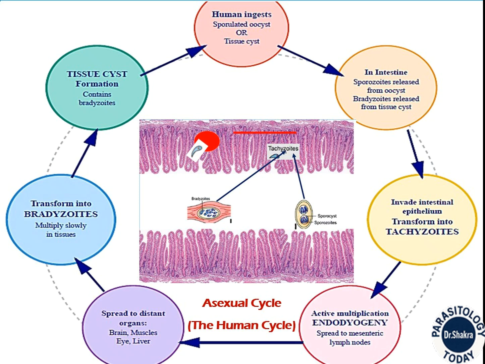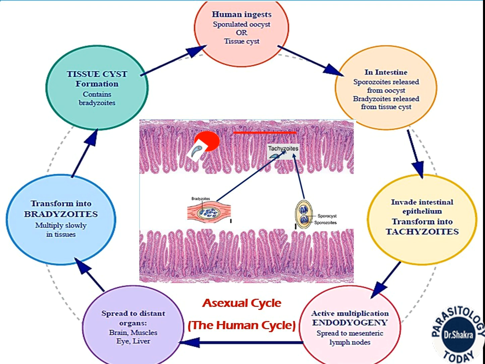Pathogenesis and infection in humans. Once infection occurs, either from oocysts or tissue cysts, sporozoites or bradyzoites are released in the intestine. They invade epithelial cells and transform into tachyzoites, the fast-multiplying stage. In blood transfusion-related toxoplasmosis, infection occurs when tachyzoites in donor blood enter the recipient's body, invade host cells directly, multiply, and spread through the bloodstream, without the intestinal phase.